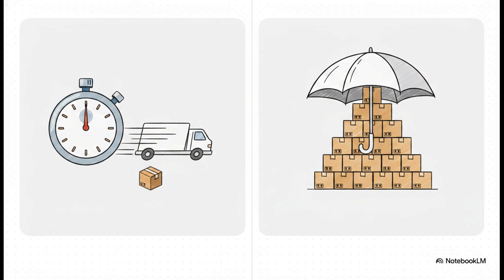On the flip side, just-in-case, or JIC, is basically your umbrella. It maintains higher buffer stocks as an insurance policy. It's a precaution to ensure you can meet sudden surges in demand or survive totally unexpected supply chain shocks.